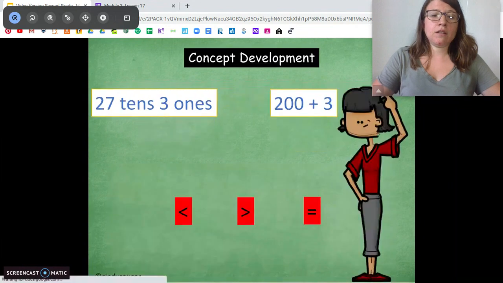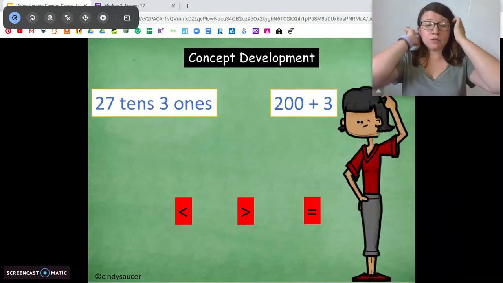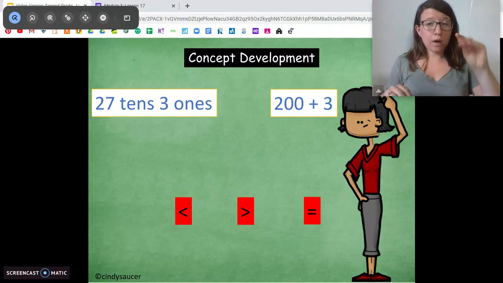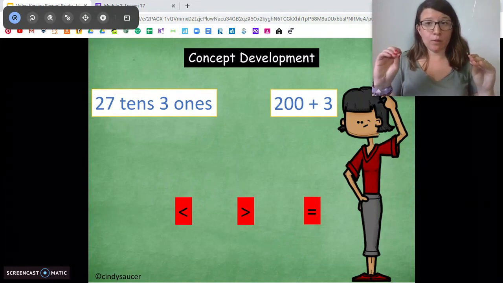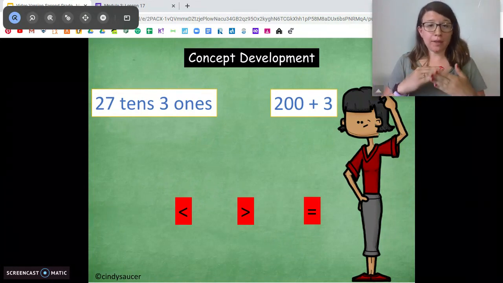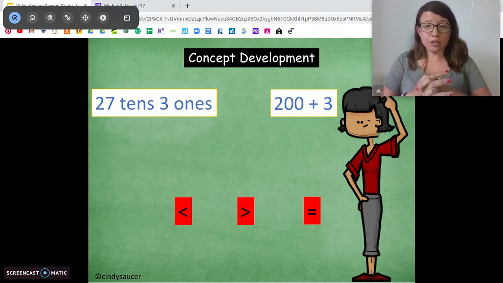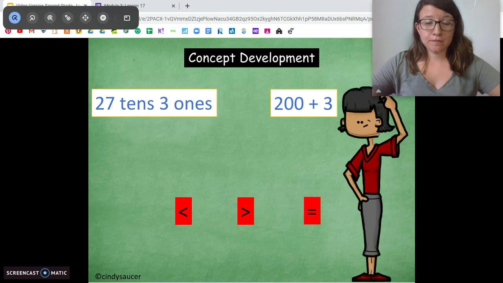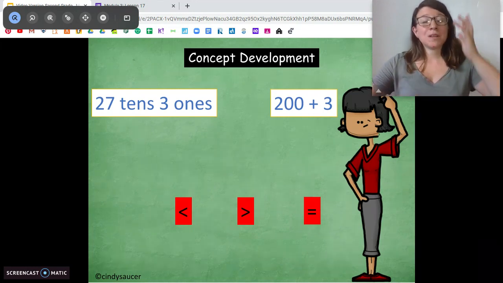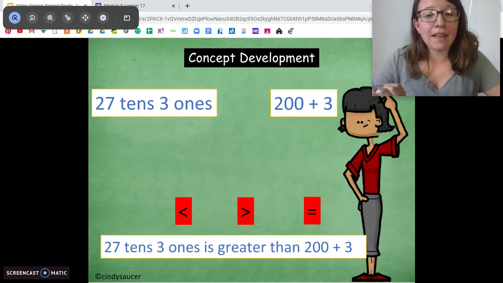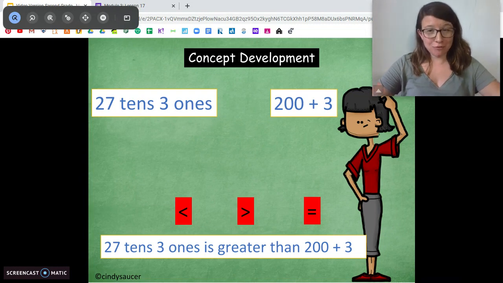Either way is fine. All right, compare these two numbers for me. You should have both of them written on your paper, just like this. One in unit form, one in expanded form. I want you to draw the symbol in between. Show me greater than, less than, or equal to. Pause and do that now. So your number sentence should say 27 tens and 3 ones is greater than 200 plus 3.